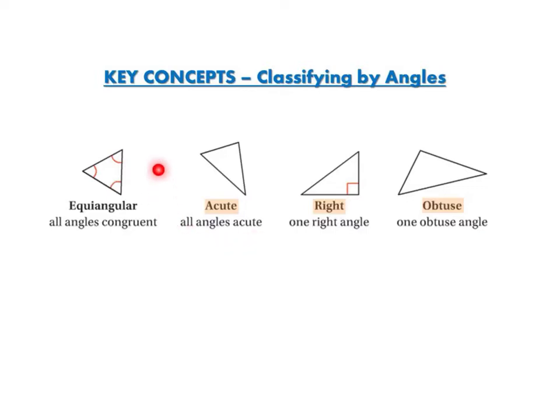The next kind of triangle is an acute triangle. An acute triangle is one that has 3 acute angles. The third one is a right triangle. A right triangle has one and only one right angle. An obtuse triangle is the 4th way to classify triangles by their angles, and an obtuse triangle will have one obtuse angle.